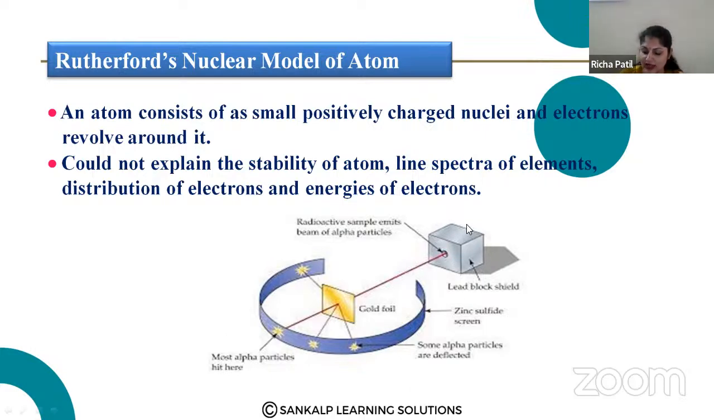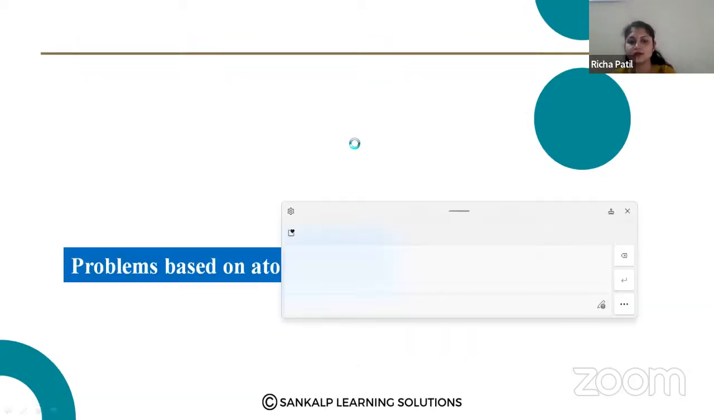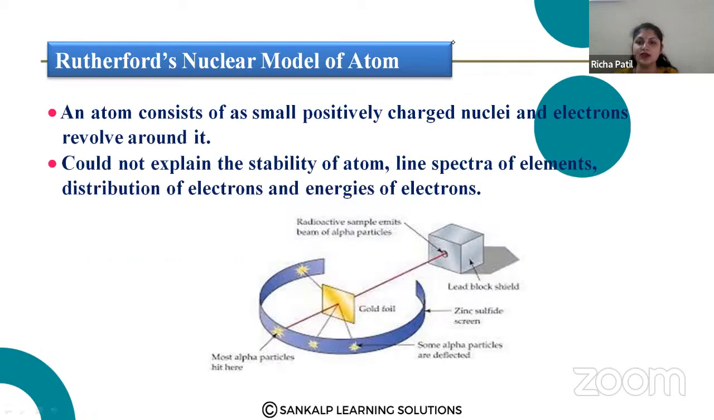This was a source from which alpha particles were made to strike this gold foil. Around it there was a circular photographic plate made of ZnS, zinc sulfide. He bombarded the alpha particles on this gold foil, and after bombarding, he could see some observations.